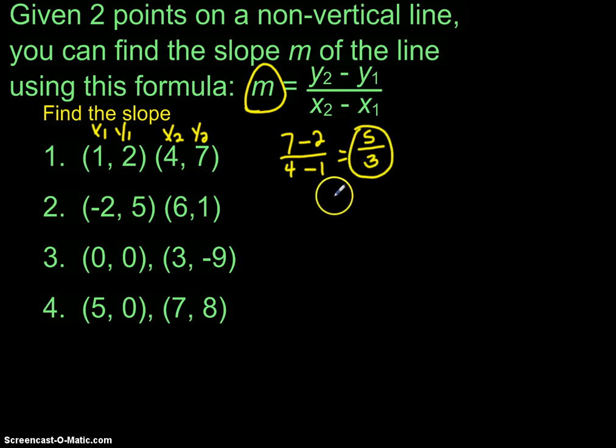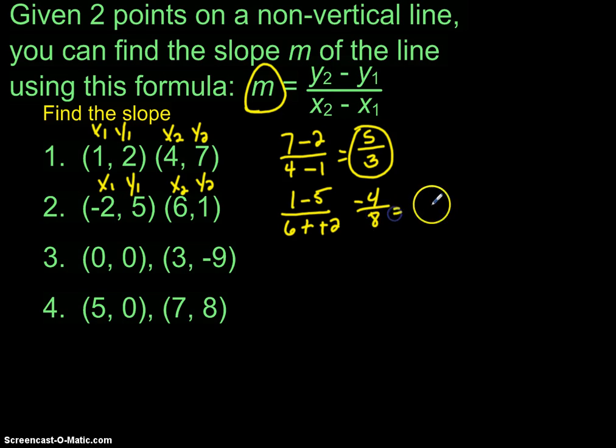Okay, so it is positive, so I'm going to be going up as I go from left to right on the graph. Let's look at this one. Same thing, x1, y1, x2, y2. Okay, so I'm going to use the formula, y2 minus y1, that's 1 minus 5, over x2 minus x1, that's 6 minus, well, I've got a negative 2. So 6 minus negative 2, 2 negatives become positive. So on the top I get negative 4, on the bottom I get positive 8. That reduces to negative 1/2. So I have a slope of negative 1/2 there.